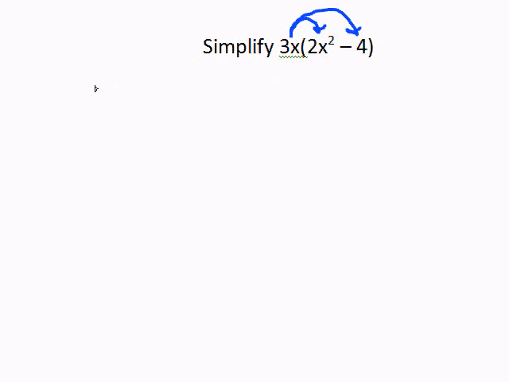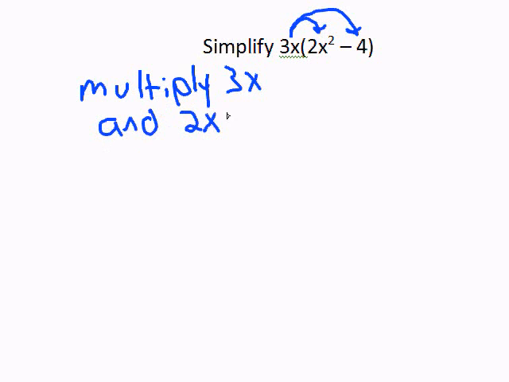So the first thing I'm going to do is multiply 3x and 2x squared. When you multiply two terms, you multiply the coefficients, the 3 and the 2, to give me 6, and x times x squared. Now x has an exponent of 1, so x to the first times x squared. You add the exponents to give us x to the third.